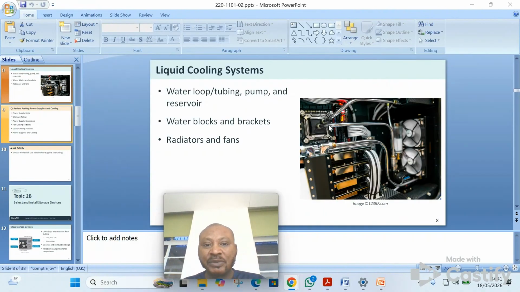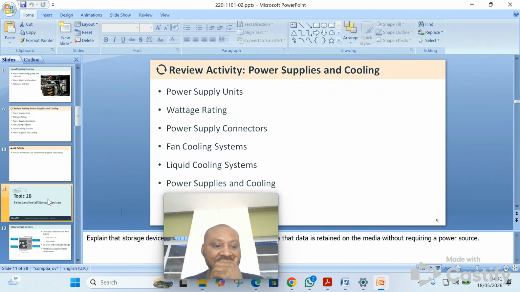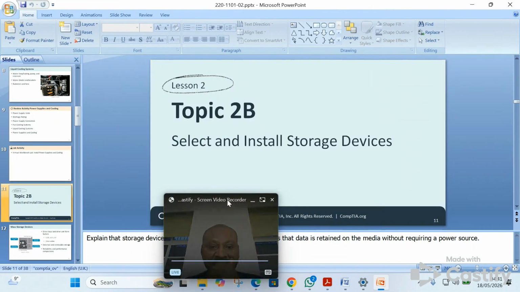So for this kind of system, you're going to see cooling fans, wires, cables, and water trying to cool the system when the system is working. So that is what this one is about, right? Okay, that's fine. So now that's all for lesson 1. So let's look at lesson 2. So this is lesson 2 now.